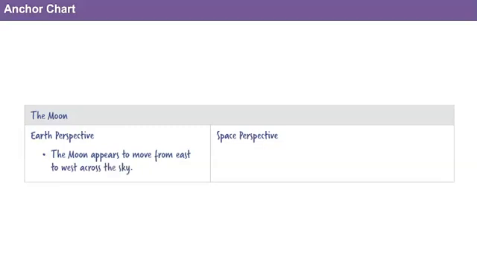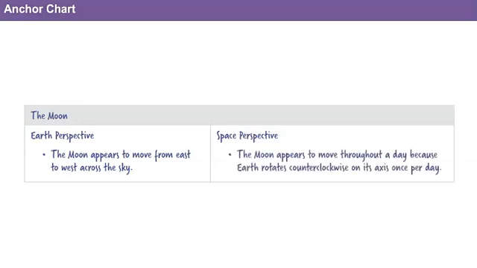Now let's think about the space perspective. What have we learned so far? We know the moon appears to move throughout a day because Earth rotates counterclockwise on its axis once per day. Great work! One of your tasks today will be to update the anchor chart, but I think we will have even more to learn about the moon.